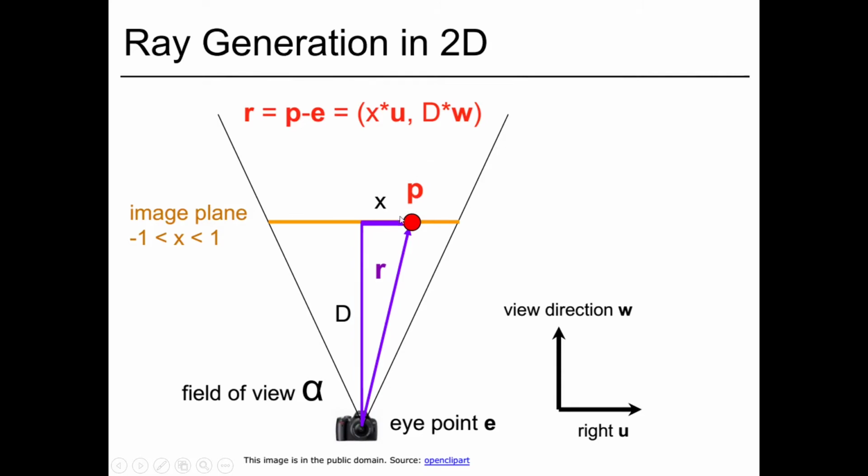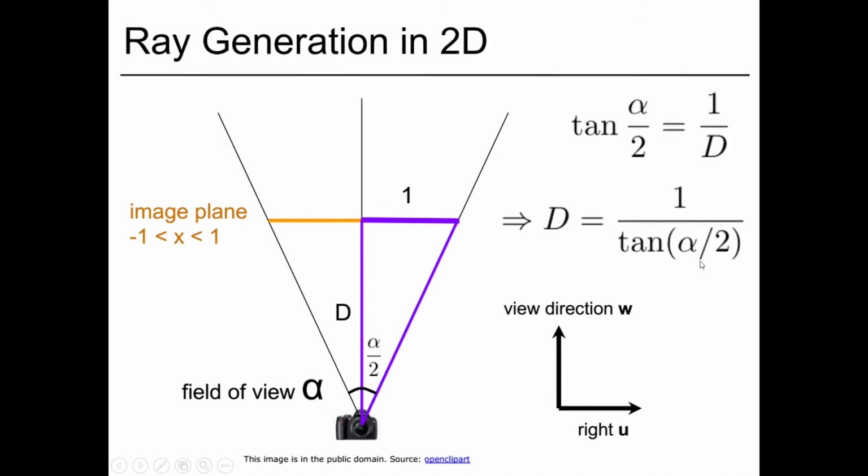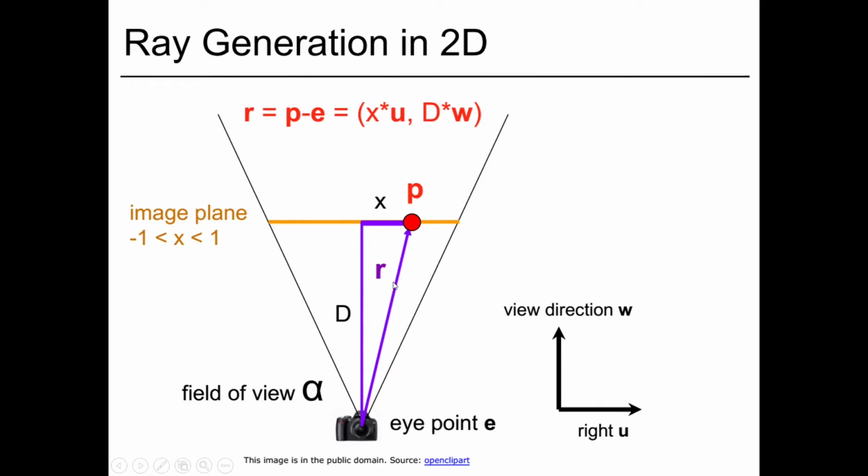So this particular point P is actually x times u. Here u is the unit vector along the right direction, and its other coordinate can be obtained using d times w. Here w is known because it's the direction of the facing of the camera, the unit vector along the facing of the camera, and d here is obtained using this 1 by tan alpha by 2, and here alpha is known, the field of view is known. Assuming that these quantities are known except d, we can find d and then find p.